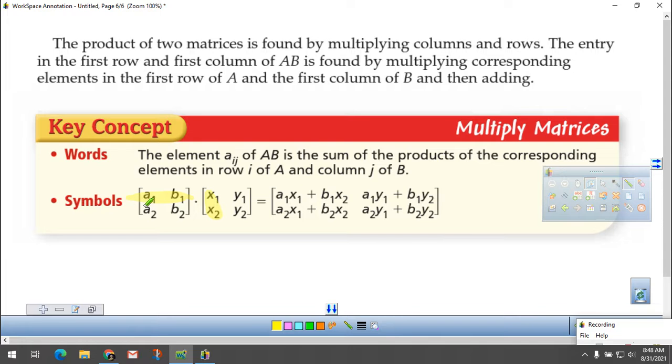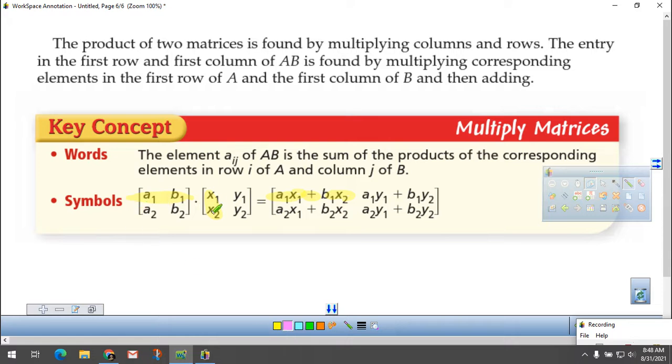So you multiply the first row times the first column and add those two values together. So A1 times X1 plus B1 times X2. And so that gives you your first element in your new matrix.